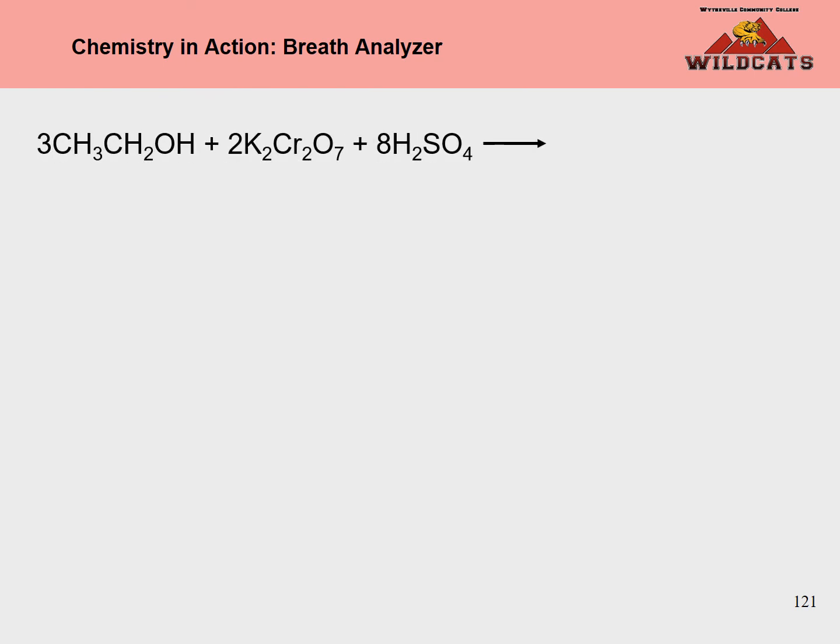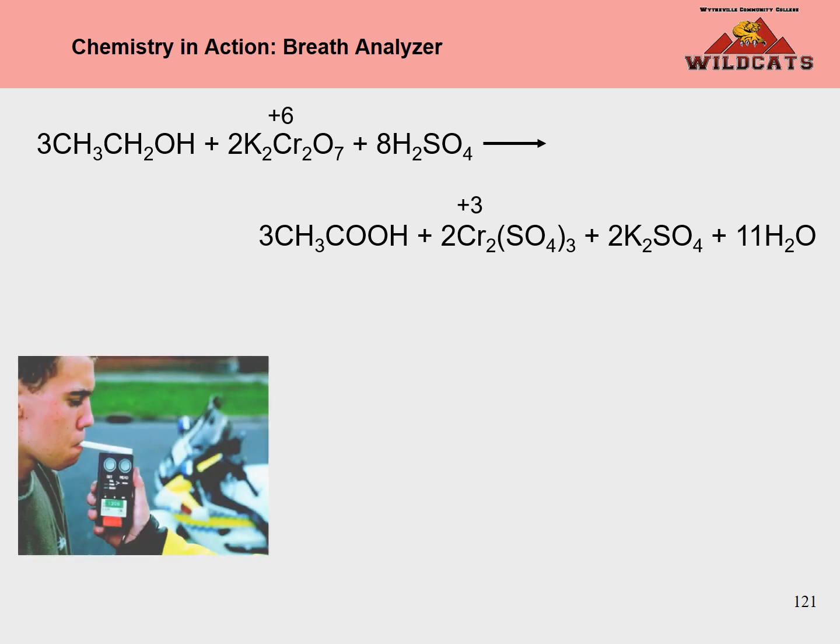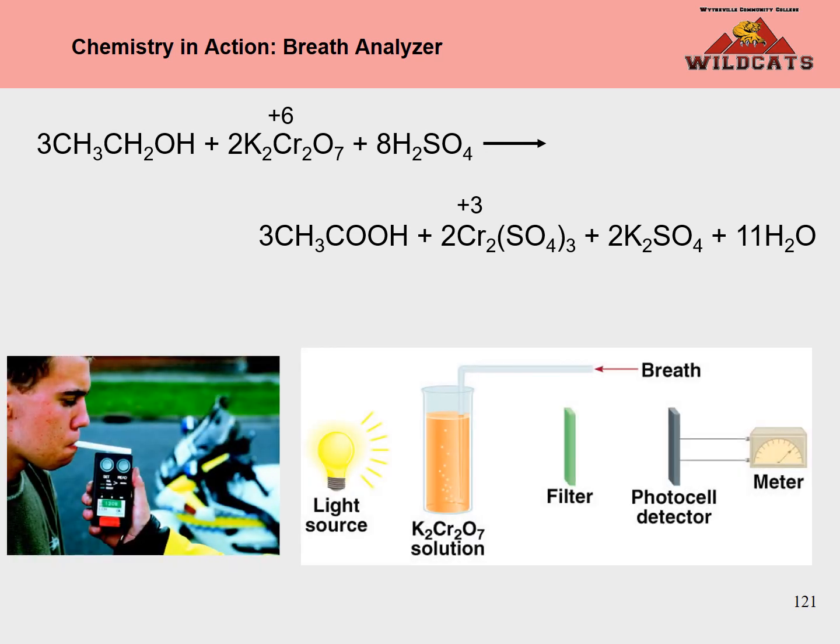This is a redox reaction used in a breathalyzer test. So when the chromium goes from +6 to +3, it goes from an orange solution to a clear solution. And what they do is they take a photocell and measure how much light can pass through it, and the more light that passes through, the greater the concentration of alcohol on your breath.